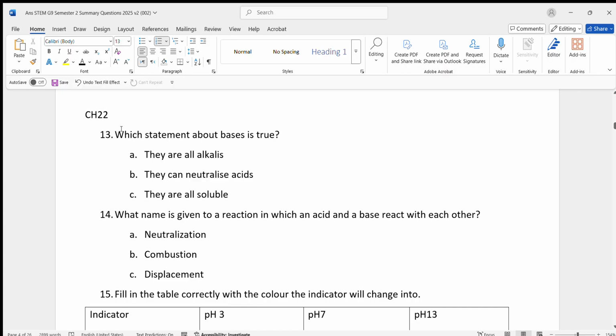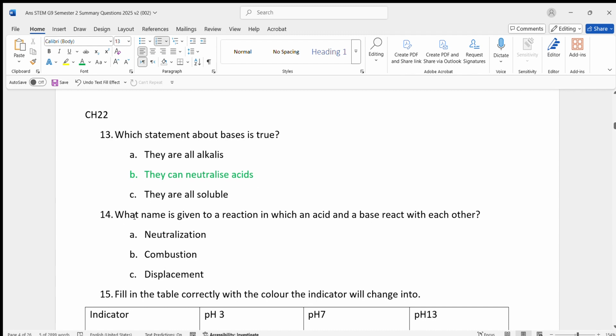Question number 1 says which statement about bases is true. They are all alkalis. A says no, because only bases that dissolve in water are called alkalis. That's a wrong statement. C says they are all soluble. No, as I mentioned, if bases are soluble they are called alkalis. So this is the right statement: all bases can neutralize acids. That's the thing you should know.